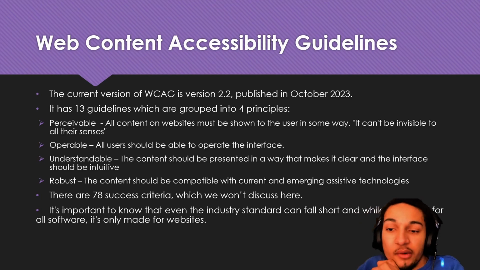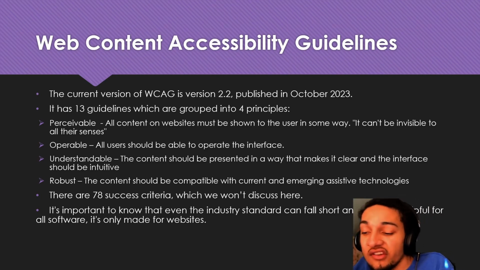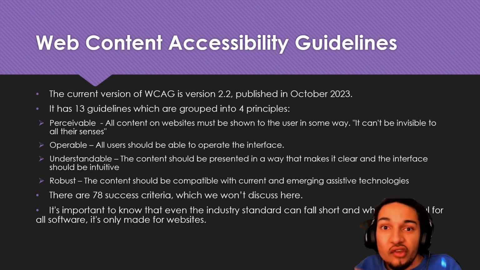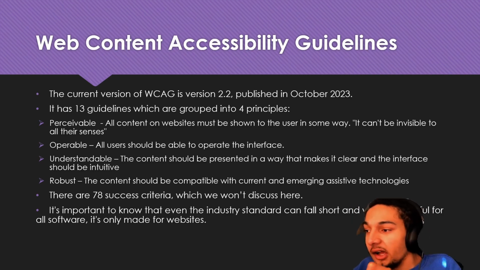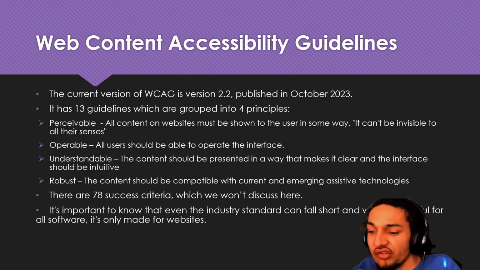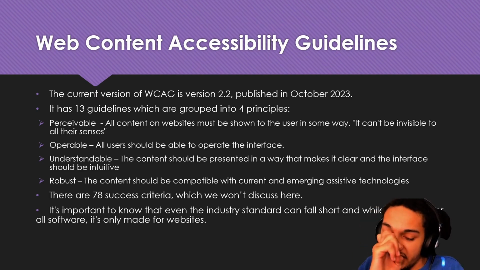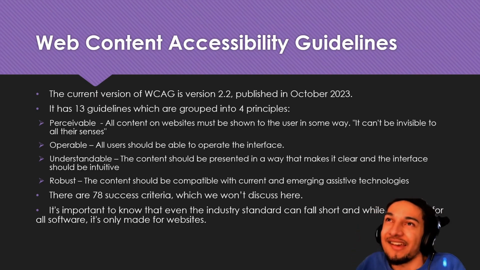And finally, robust means that the content you have is going to be accessible with the current assistive technologies, and with the ones that are emerging in the future, because technology is always changing, and it's something that you have to constantly be aware of, and constantly refresh in your mind about. Like I say, there are 78 success criteria. Some of them are quite similar, some of them are very different. I'm going to give you a bit of an intro into as many of them as I can.